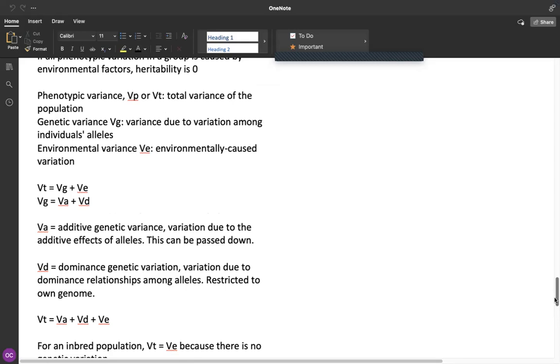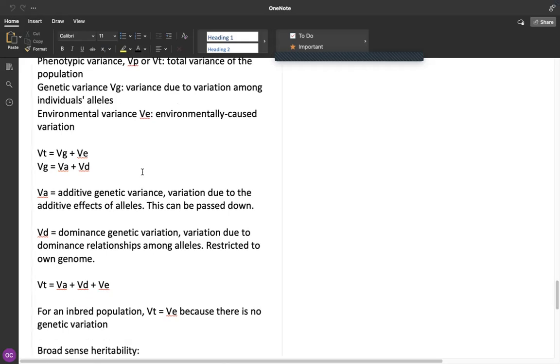So phenotypic variance, you'll either see this as V sub P or V sub T. It's the total variance of the population. Genetic variance, V sub G, is variance due to variation among individuals' alleles. And environmental variance, V sub E, is environmentally caused variation. So phenotypic variance is just genetic variance plus environmental variance.